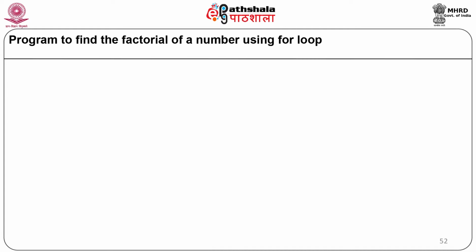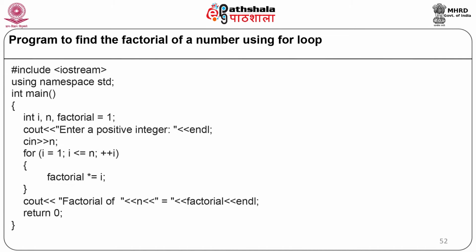Now, let us see a program to find the factorial of a number using the for loop. We will start with the program: #include <iostream>, using namespace std, int main. We are declaring the variables i and n of type integer, and factorial, which we are giving the initial value of 1. We are displaying the message to the user, cout "Enter a positive integer". We are taking the value from the user as cin >> n. We are writing the for loop: for i equal to 1, i less than or equal to n, ++i.